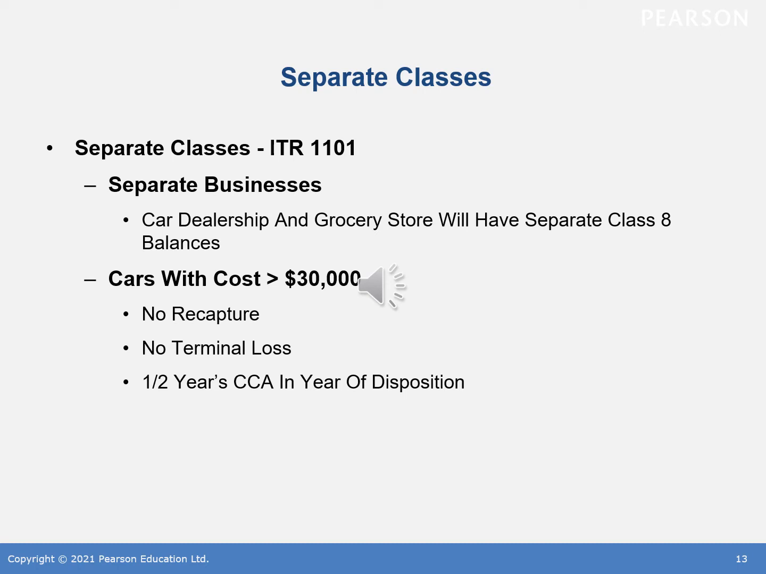Another thing to consider is if you have separate businesses. So if you have a car dealership versus a grocery store, you'll have separate Class 8 balances. Another consideration is cars, where there's a cost of over $30,000. There's a separate class from the cars that are under $30,000. There's no recapture, there's no terminal loss, and there's only half a year of CCA in the year of disposition of any cars within that class.